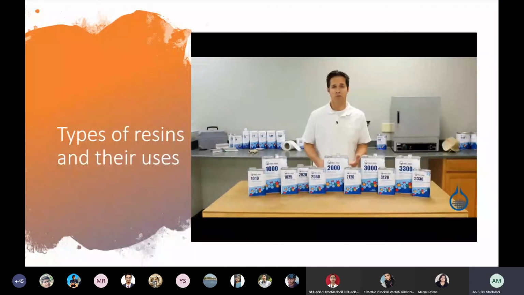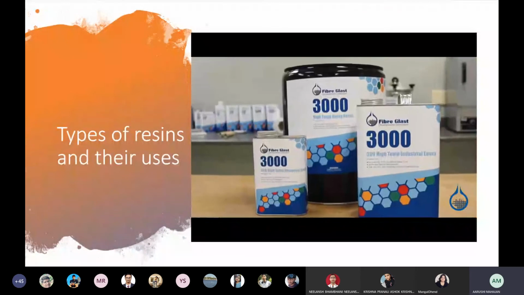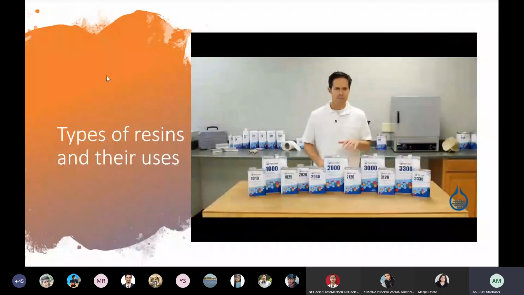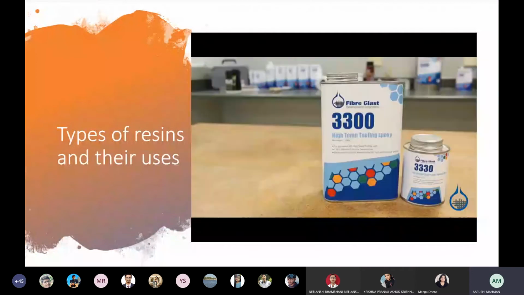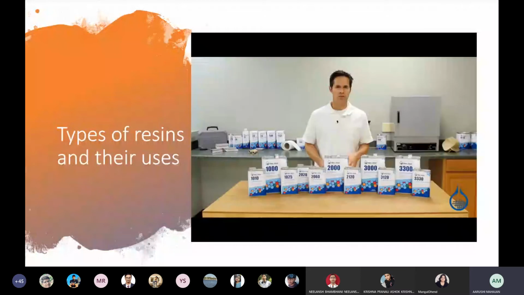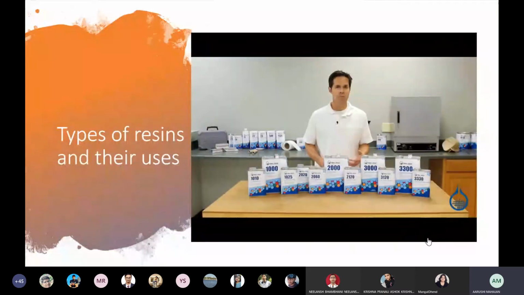System 3000 high temp epoxy resin is formulated for high temperature composite part applications. It has a maximum temperature rating of 309 degrees Fahrenheit and is useful for underhood automotive applications and other high temp products. System 3300 is a high temp tooling epoxy. It is specifically designed for the production of long-lasting high-temp molds that you can use when using pre-preg fabrics or fabricating with high-temp epoxy resins.